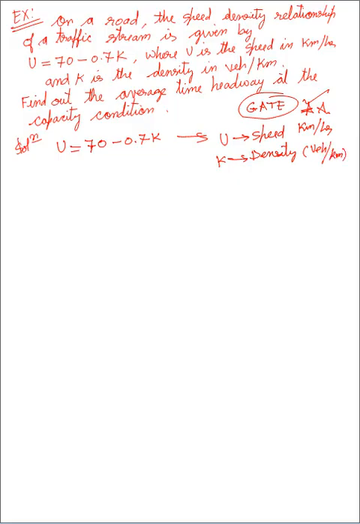Vehicle per kilometer means for a 1 kilometer patch, suppose this is section 1.1 and this is section 2.2. So for 1 kilometer stretch, how many vehicles will be there? Suppose this is one vehicle, this is second, third, fourth, like this. How many vehicles are there? So that is your density, vehicles per kilometer. So they have given us a relationship.